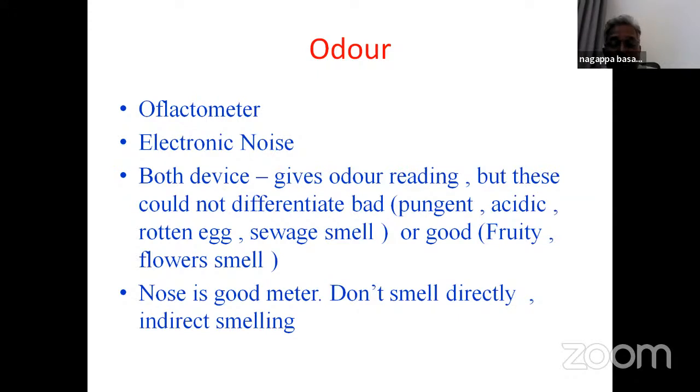The meter is not able to recognize whether it is a bad smell or a good smell, but it is measuring odor, whether it is bad or good. That's why generally we are not measuring it. Just our nose is the meter.